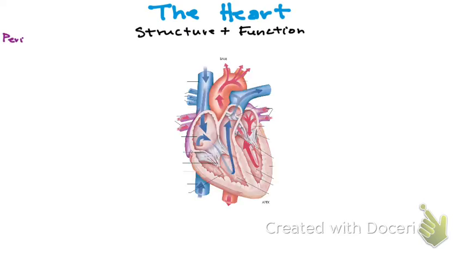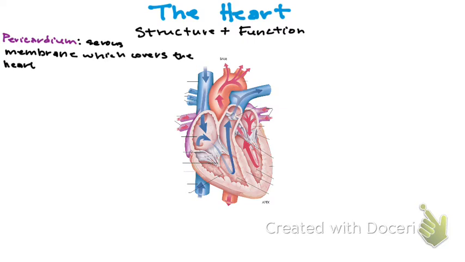So let's look at the structure of the heart. The pericardium is a serous membrane which covers the heart, and it has two layers, the parietal and the visceral. The visceral is the portion that adheres to the heart. So if you imagine blowing up a balloon and then pushing your fist into the balloon, there would be a layer of the balloon that would surround your fist, and that's kind of like the visceral layer. That's the one that adheres to your hand or adheres to the heart.